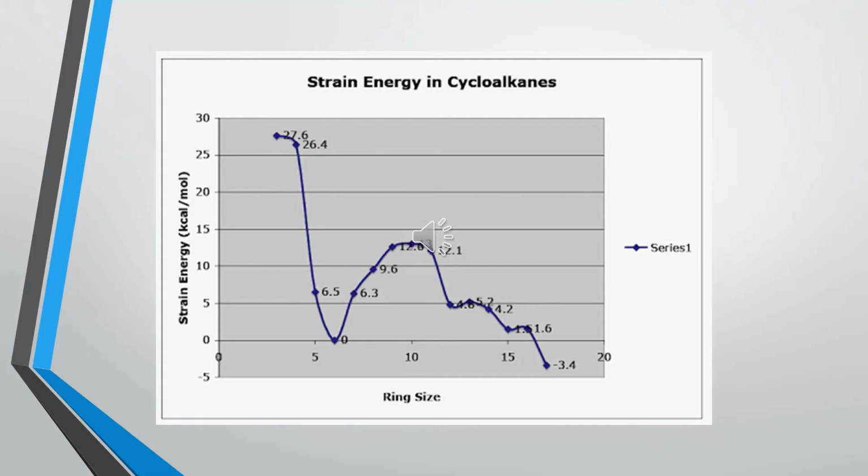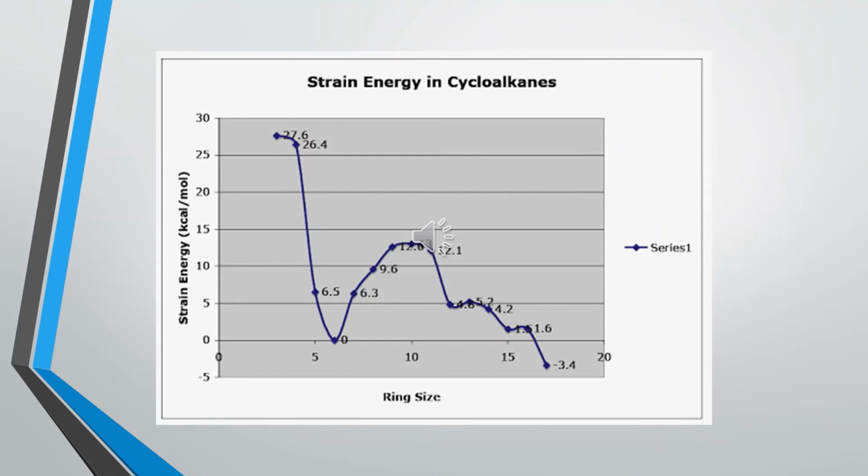We get down to the reference, which is the 6-membered ring, which is the most stable ring size in nature, in biology. And then we jump back up to 6.3 for the 7-membered ring and 9.6 for the 8, and so on and so forth. You see that rise again after the drop to the 6-membered ring, that rise back up to 12.6 or so for the 10-membered ring. That again is the transannular strain, and you can see it's quite significant.